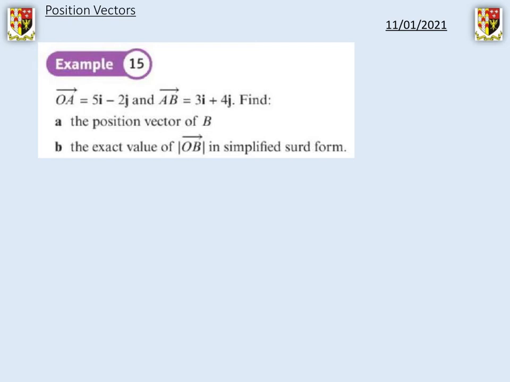Okay, so this is an example from the book. We've got O to A is 5i minus 2j, and A to B is 3i plus 4j. Find the position vector of B. So there's a few different ways that you could do this. You could draw a sketch if you wanted to.